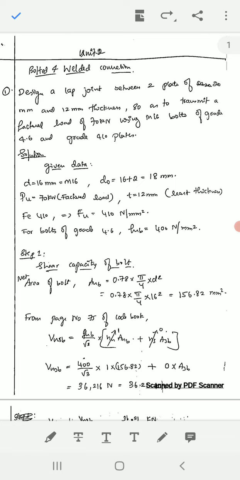For bolts of grade 4.6, fub is 400. If the grade is 5.6, the fub is 500. If the grade is 4.6, fub is 400.